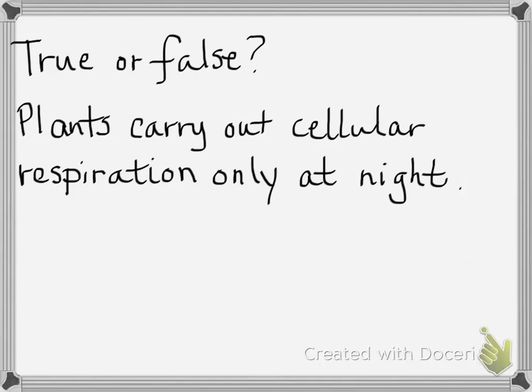Every living cell does. Okay, so true or false? Plants carry out cellular respiration only at night. That's false. Plants carry out cellular respiration every day, every minute, every night, every minute. When cells stop respiring, they die. So this is a 24/7 thing. Respiration has to occur all the time for every living cell.